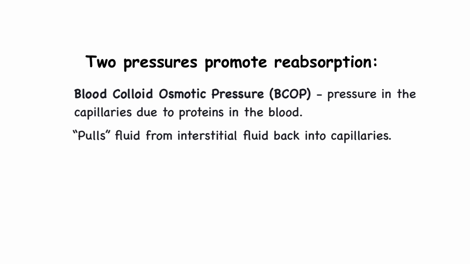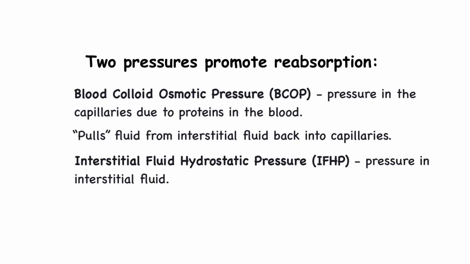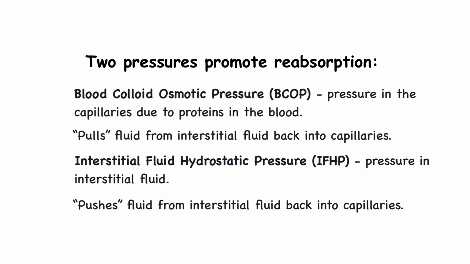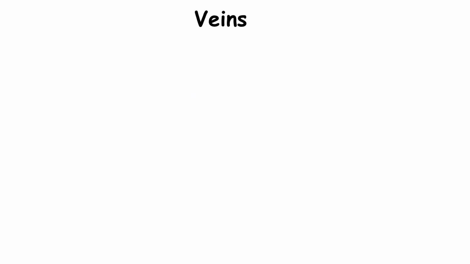And then there's the interstitial fluid hydrostatic pressure, abbreviated IFHP. This pressure is found in the interstitial fluid itself, and it is going to push the fluid from the interstitial spaces back into the capillaries, again on the venule side. Once the interaction within the capillary bed has happened, we have that fluid that's moving into the venule side now. So those capillaries in the capillary bed are going to unite and form those venules that I've been referring to, and those venules are going to converge and form veins.